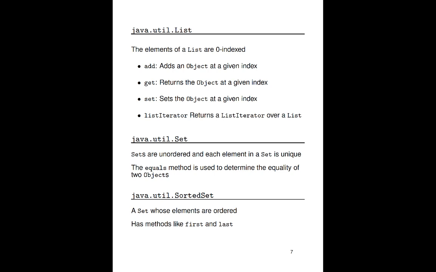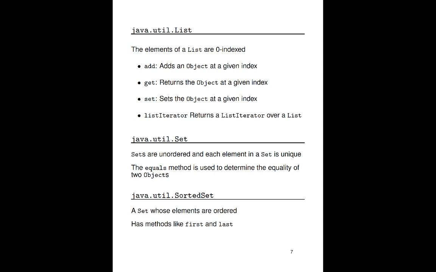The way a set determines whether or not it already contains an object is that it uses the equals method. Recall that every object in Java inherits an equals method from java.lang.Object. And so the set can invoke the equals method to say, as I'm looking to see if I already contain this other object, does it equal an object that I already contain? So this is where you use the equals method: in the Set class.